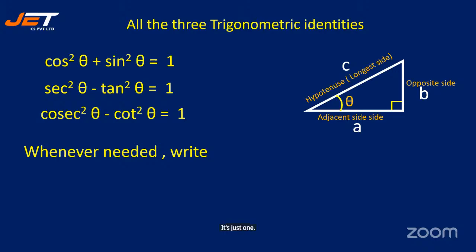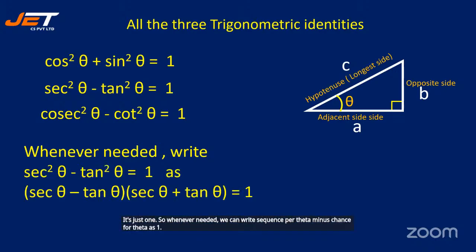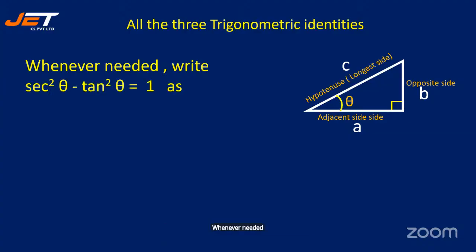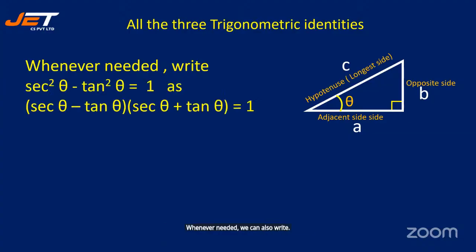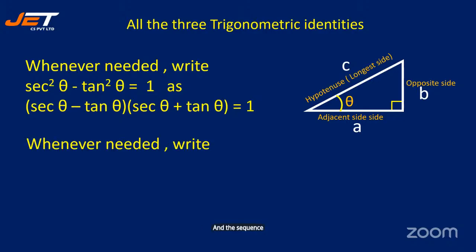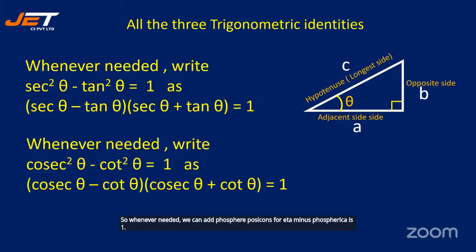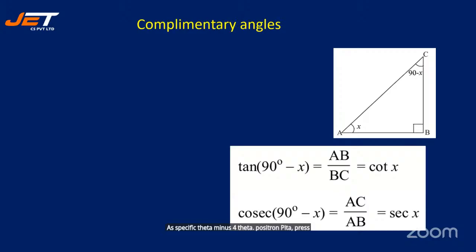So whenever needed, we can write secant square theta minus tan square theta as 1, as secant theta plus tan theta, secant theta minus tan theta. Whenever needed, we can also write it as secant theta minus tan theta into secant theta plus tan theta is equal to 1. Similarly, we can write cosecant square theta minus cot square theta as 1 as cosecant theta minus cot theta, cosecant theta plus cot theta is 1.